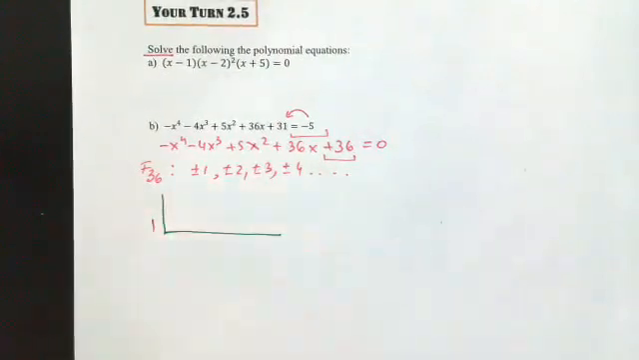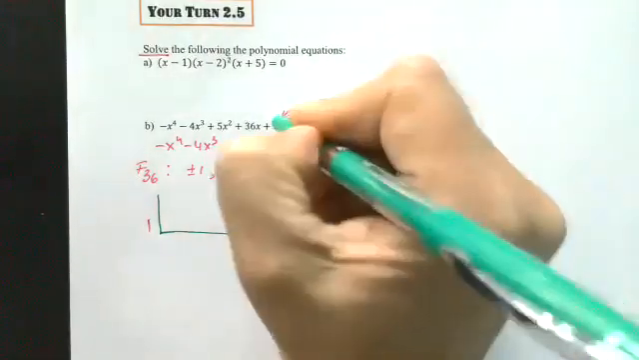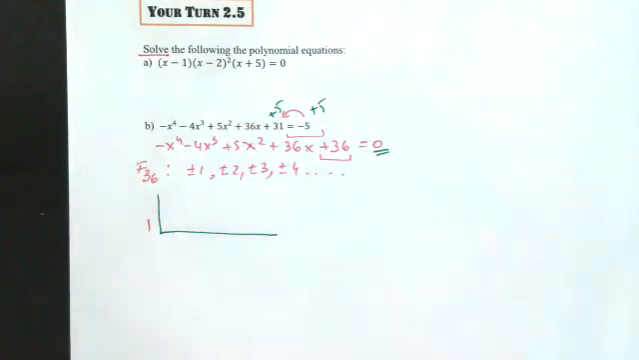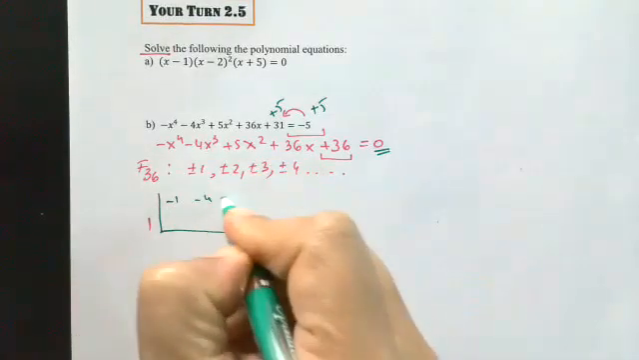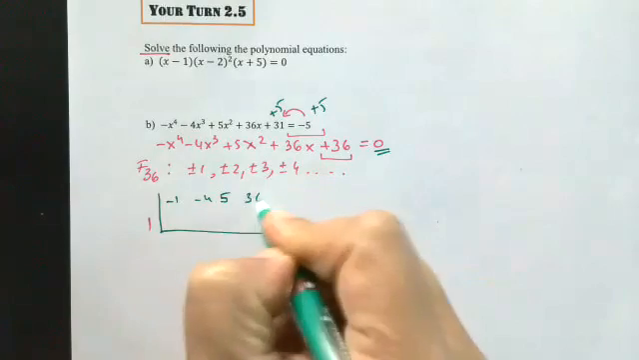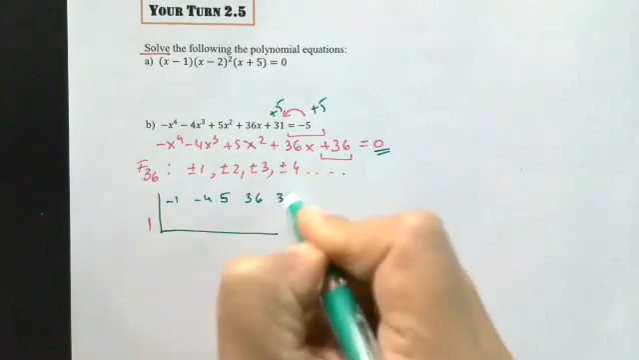So I'm checking 1 first. We move it on the other side. We added 5 to both sides so we can have equal 0 here. We always do that when you have equals a number. So just check 1 with -1, -4, 5, 36, and 36 again.